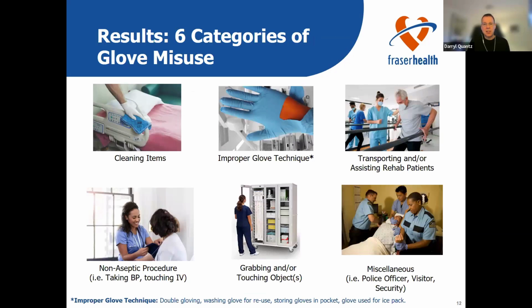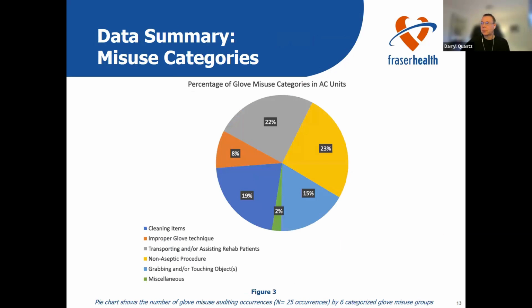They identified 6 categories of glove misuse: cleaning items, non-aseptic procedures, grabbing and/or touching objects, miscellaneous (so police, visitors, security), and transporting and assisting rehab patients. They also noted improper glove usage, like double gloving, washing gloves for reuse, or storing gloves in pockets, and so on. The top misuse item was non-aseptic procedures. So we were able to get data on where we might want to initially focus our efforts.